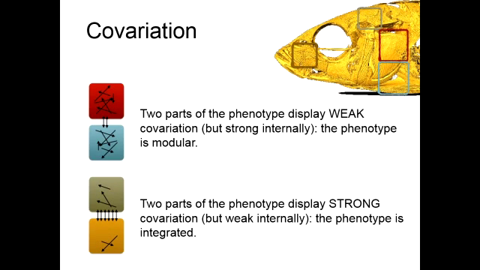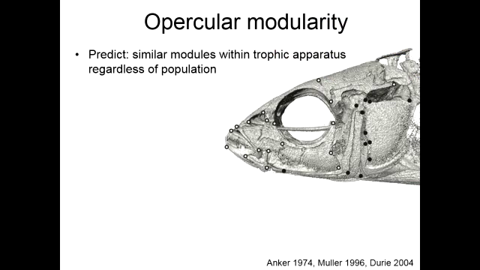If we find that two parts of the phenotype display strong covariation but are weak internally, this is when we can say that the phenotype is integrated. So with respect to stickleback adaptation to freshwater, one of the predictions that we would make based on this is that regardless of the modules that we're looking at within this trophic apparatus, we would predict they would be similar regardless of population, because they are integrated to function as a whole.